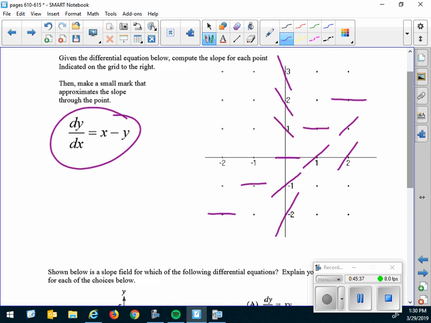You get the idea of how to generate a slope field? I don't want to take the time and do all these points because that's a lot of points. But let's do a couple more. What's this point right there? That's -2, -2, 2. What's that going to be? -4. Boy, you need to draw that one almost vertical.